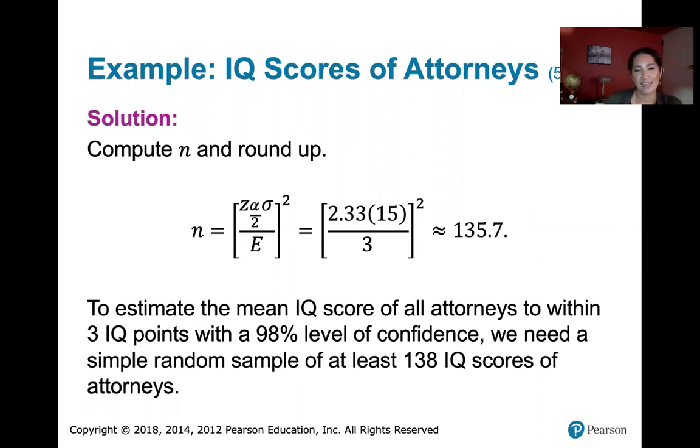So we're going to be able to say with 98% confidence that the true value of the mean IQ score of attorneys lies within that interval. So that means if we did this 100 times, 98 out of 100 times, the mean IQ score would be in the interval. And that's a very good thing. So that's how we do that.